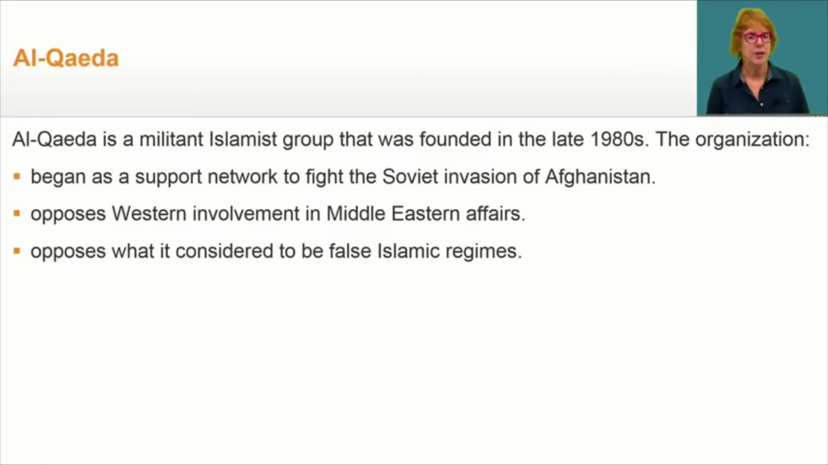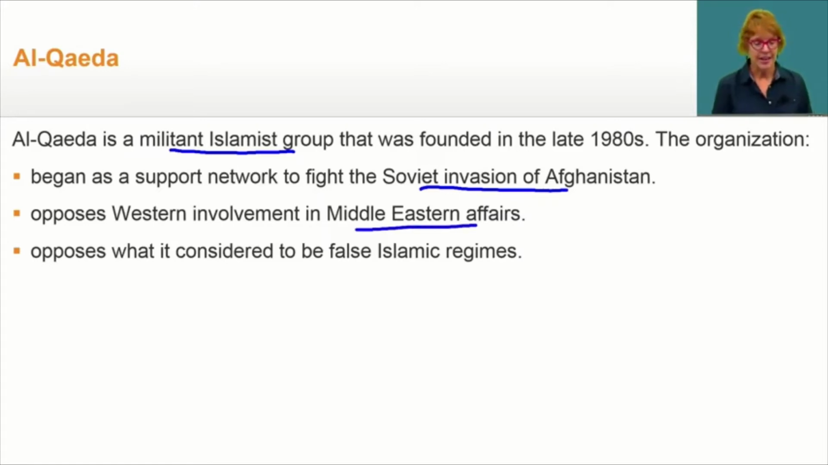Al-Qaeda is a loose network of Islamic extremists created by Osama bin Laden. It is a militant Islamist group that was founded in the late 1980s. The organization began as a support network to fight the Soviet invasion of Afghanistan. It opposes Western involvement in Middle Eastern affairs, and it opposes what it considers to be false Islamic regimes.